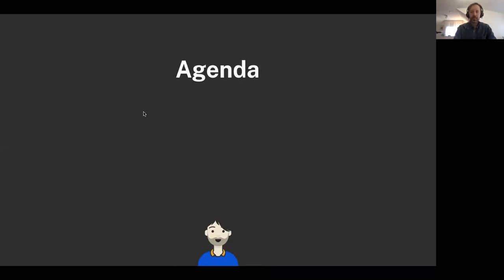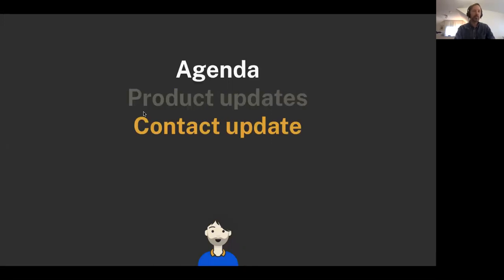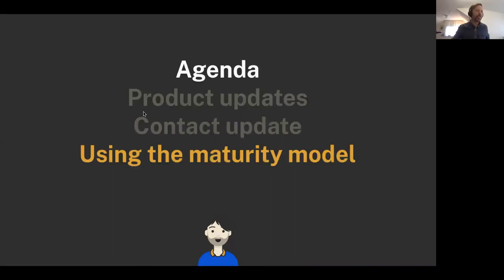Today, I think we're going to have a pretty packed day of discussion. I'm going to start it off with some product updates, a little bit of an update on our contact information, and then we'll jump into some guidance and some discussion around using the new design system maturity model that we published at the end of last year. That's still pretty new, and we're all kind of understanding what that means and what it means for our teams and our projects.